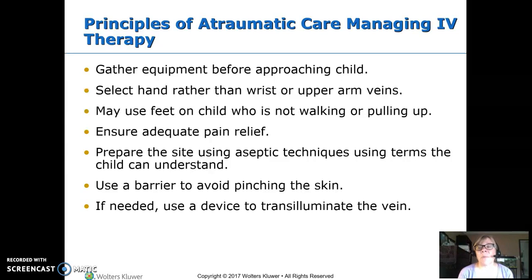Use a barrier so you don't pinch the skin when you're doing the tourniquet, and then if needed, transilluminate the vein. At Valley Children's, they're kind of doing a study on transilluminating veins. One unit is doing it for all IVs to see if we have better success rates.